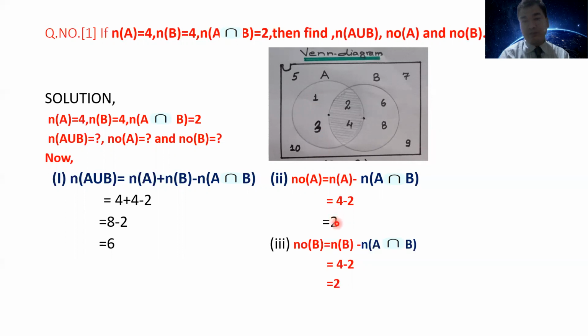This is 2. Right? n(only B) means what? From n(B) subtracting n(A intersection B). n(B) means there are 4 elements. From 4 elements, subtract these 2 elements, then what is left? 2. That means in only B there are 6 and 8, 2 elements. Like this we find n(not A) and n(not B), that is, n(only A) and n(only B). These are the uses of the formula. Now let's move to the next slide.